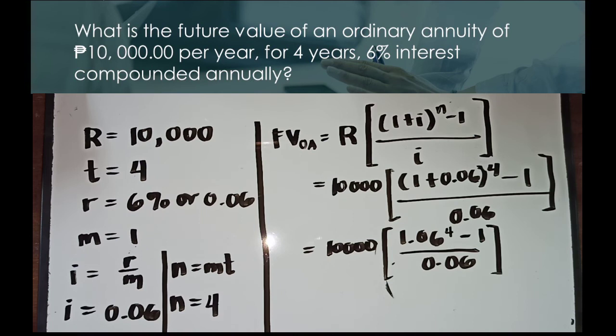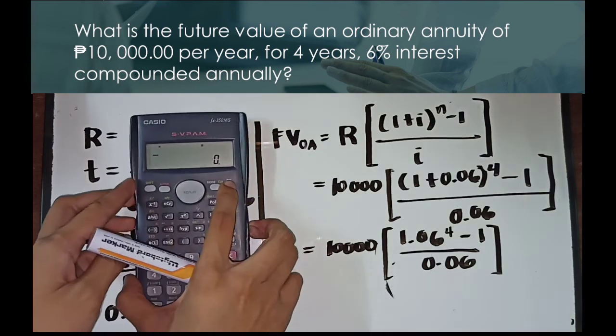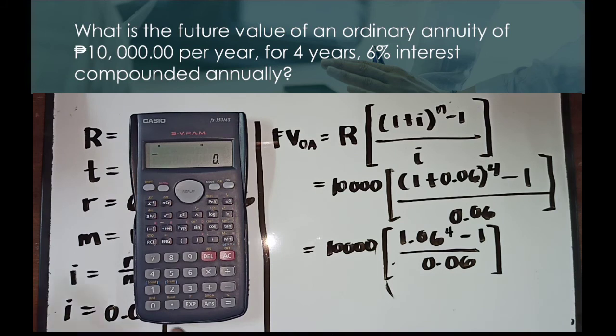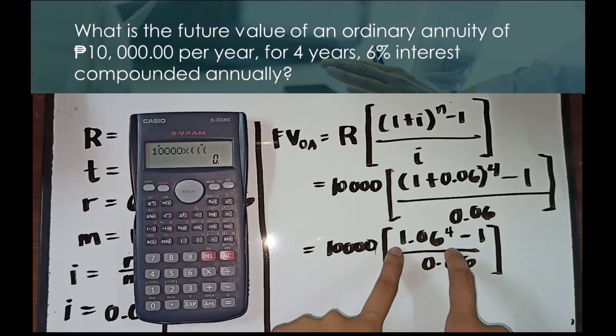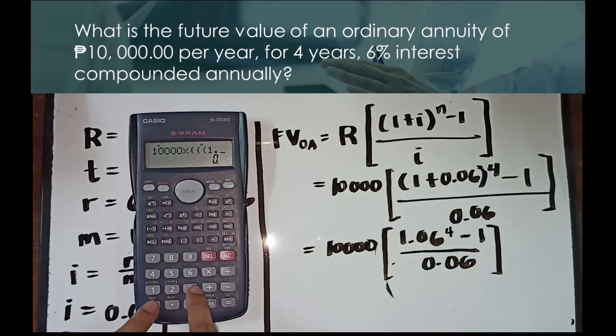Okay, so next, input lang po natin sa calcu. So, 10,000 pesos, then multiply by 1.06 raised to 4. Okay, so minus 1. Okay, so parenthesis tayo ulit.